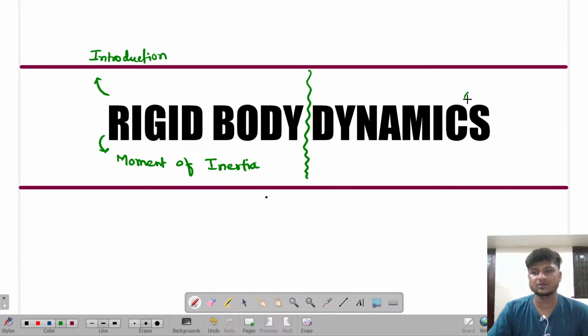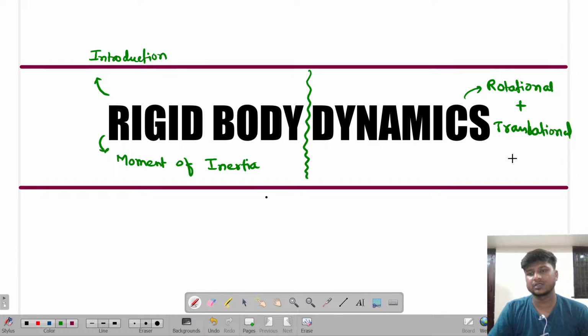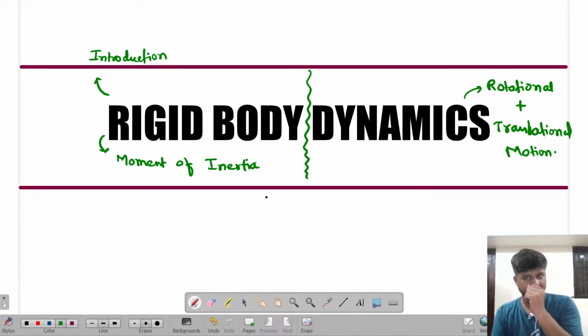And dynamics, as we know, is the rotational plus translational motion of these bodies that we have to study. Are you able to get me or not? So all these combined, we have four parts. The main point is that there are four parts of the whole chapter, and we are going to pick up one part and counter it.